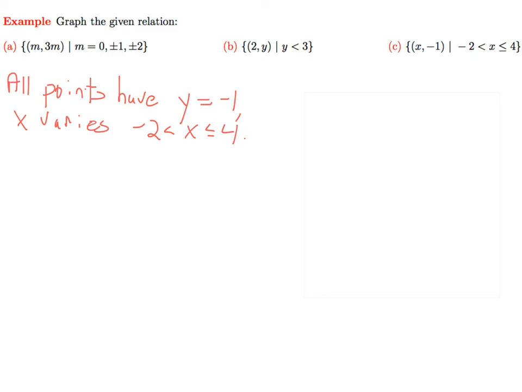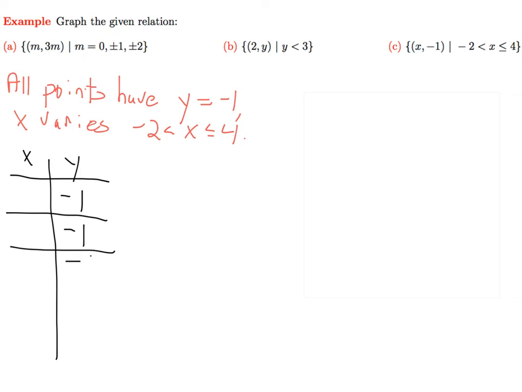And so we don't have to, but I think it's useful to get comfortable using all of these different representations that we have, all of these tools. So writing this as a table of values, some of the points that satisfy this relation, well, all of the y values are going to be minus 1. And we start at, say, minus 2, but we need to be careful that this point is going to be excluded.